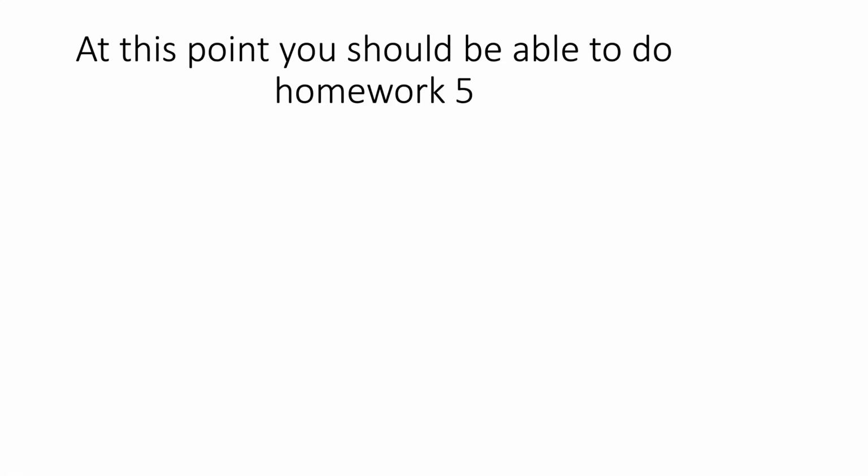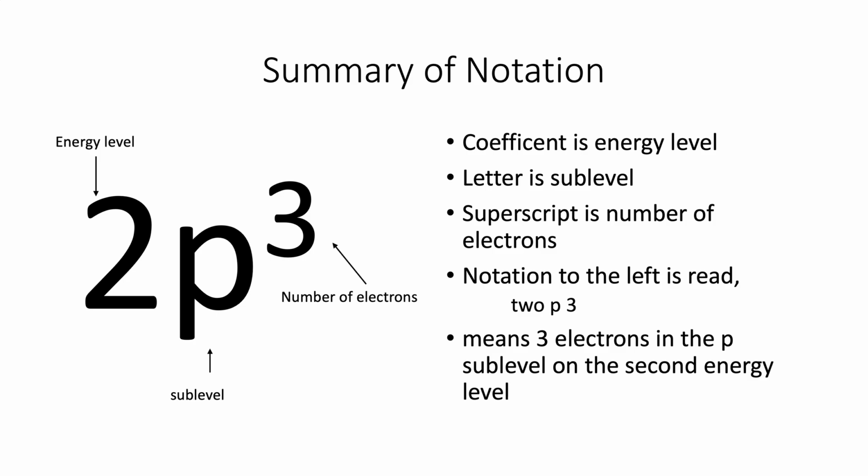So now moving forward, this is the material that's on homework 6. Just to summarize the notation, if you see notation that looks like this, 2p3, the coefficient is the energy level, that's the number. The letter is the sublevel, and then the superscript is how many electrons. So this would be read as 3 electrons in the p sublevel on the second energy level. We say it 2p3. We don't say 2p cubed.